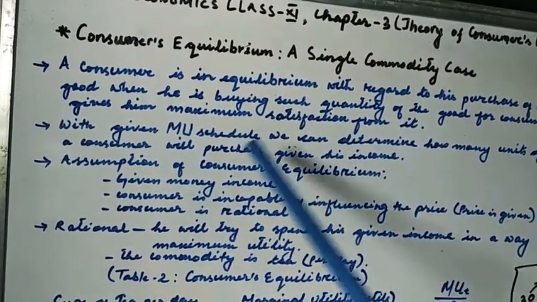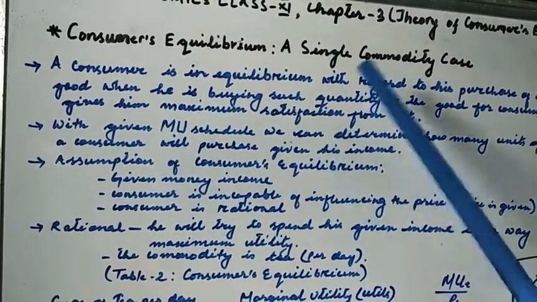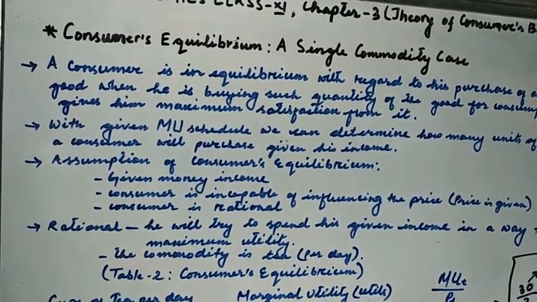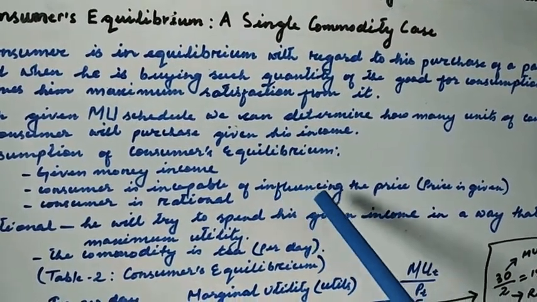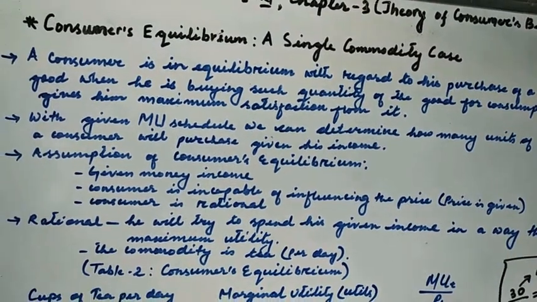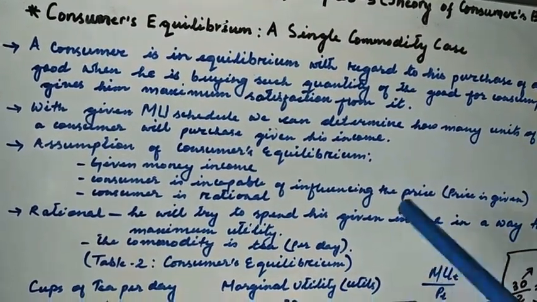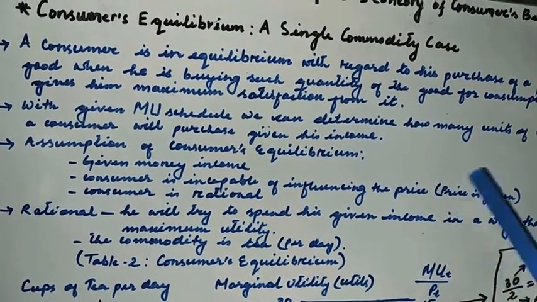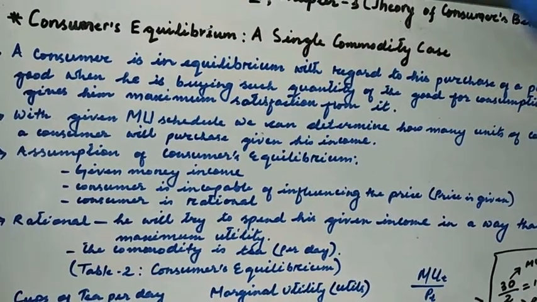Assumption number 1 is that a consumer must have a given money income. His income is given. And a consumer is incapable of influencing the price. Price is given because a consumer must not have the capacity to influence the price of the commodity, so there is no bargaining power here. Price is fixed and it is given.